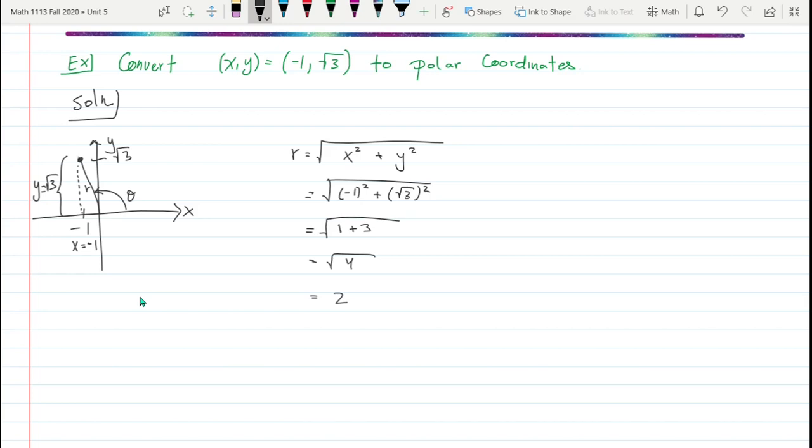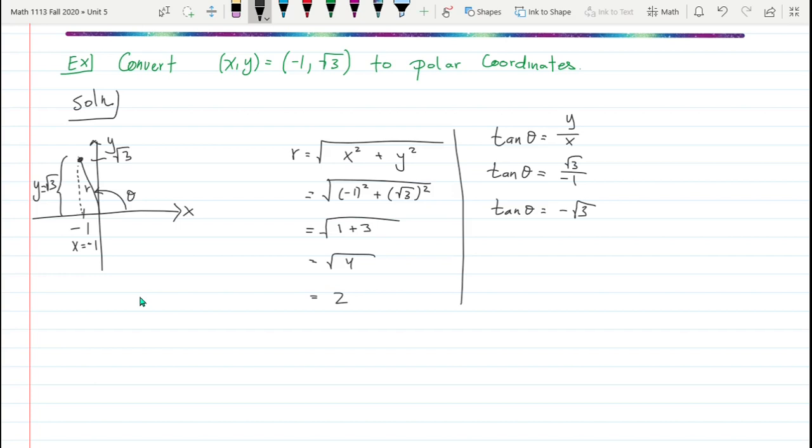Perfect. Then we want to find theta, and we do that by setting up tangent of theta is equal to y over x. Tangent theta is equal to the square root of 3 over negative 1, so that tells me tangent is equal to negative square root of 3, and then I guess there are several ways we can do it here.